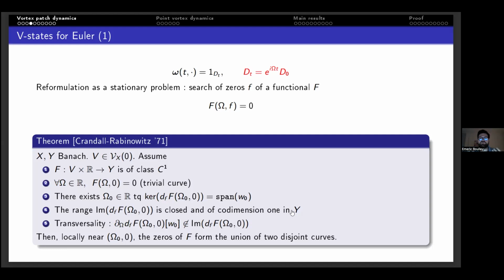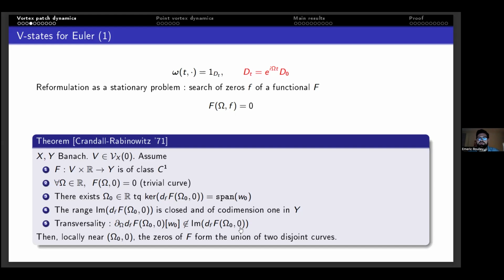And then what remains to prove is that I can send the kernel to the dimension 1 complement of the image because it's of codimension 1. And to do this, you need this assumption if you do the computation, which tells you that if you take the differential with respect to the second variable, the differential with respect to the first variable at my point, and I apply it to the generator of the kernel. If this is not in the range, then I can send the kernel to the orthogonal of the image, let's say.